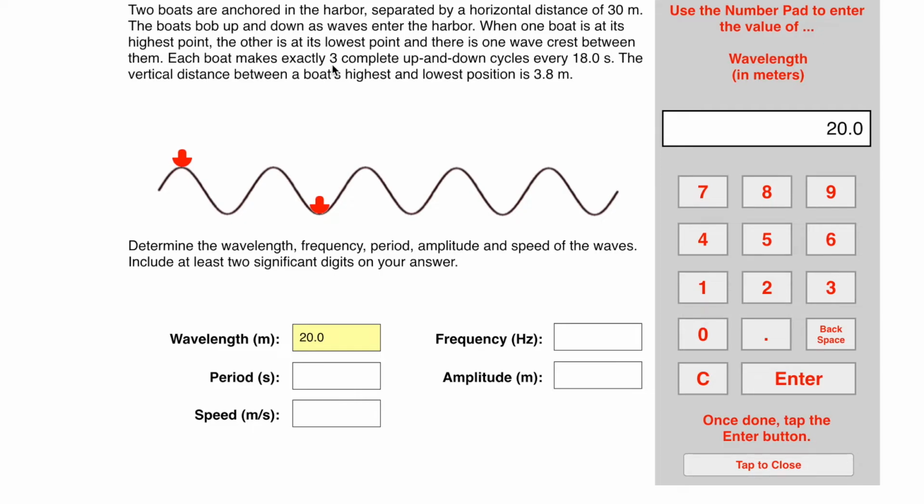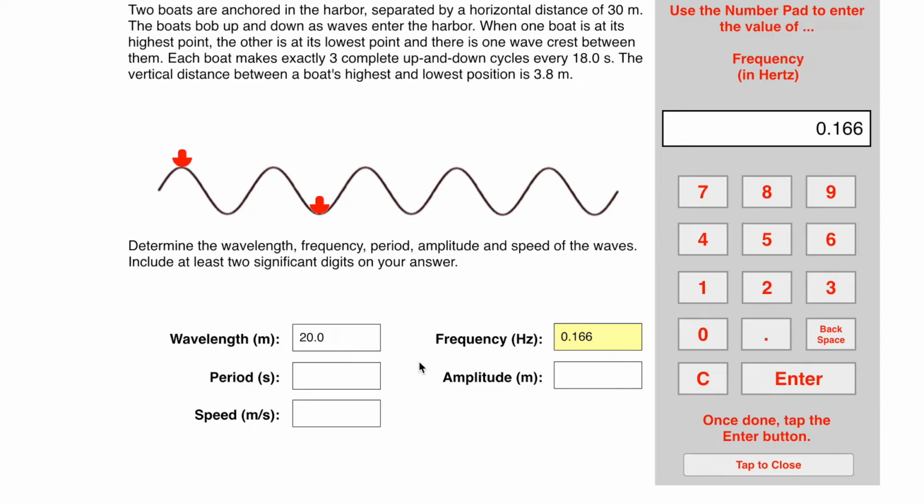Each boat makes exactly 3 complete up-down cycles every 18 seconds. Well, that's telling us information about the frequency because frequency is cycles per second. So that means if I have 3 cycles every 18 seconds, I would need to have 3 divided by 18, which gives me 0.166666. So that's 0.167, I think. Or maybe, it's kind of weird the way they do it, I'll just do 0.166. So that would be the frequency.